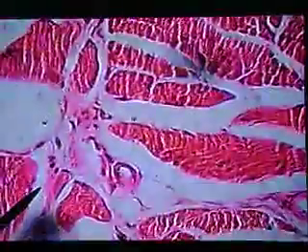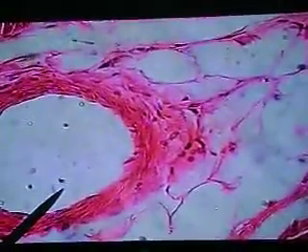And there's a smaller artery beside it. Okay, this is a vein right here. It's a vein right here with a little arteriole. A small little arteriole right over here. Okay, this is a smaller artery right here.